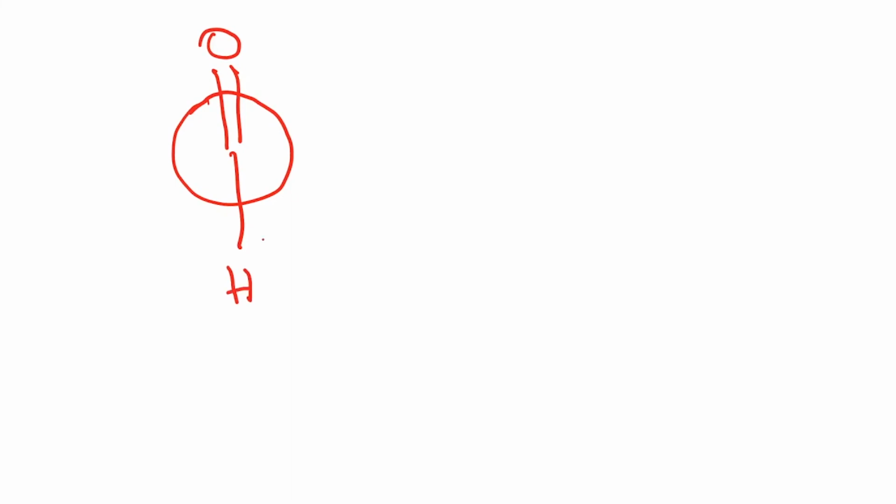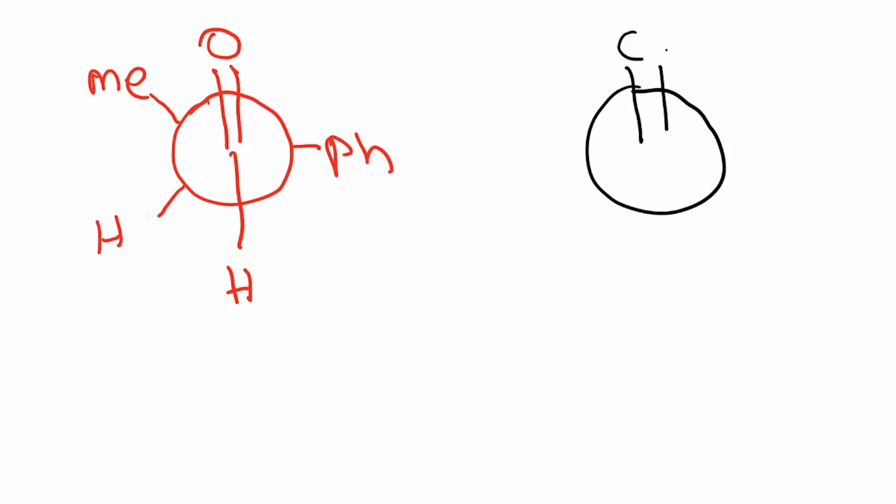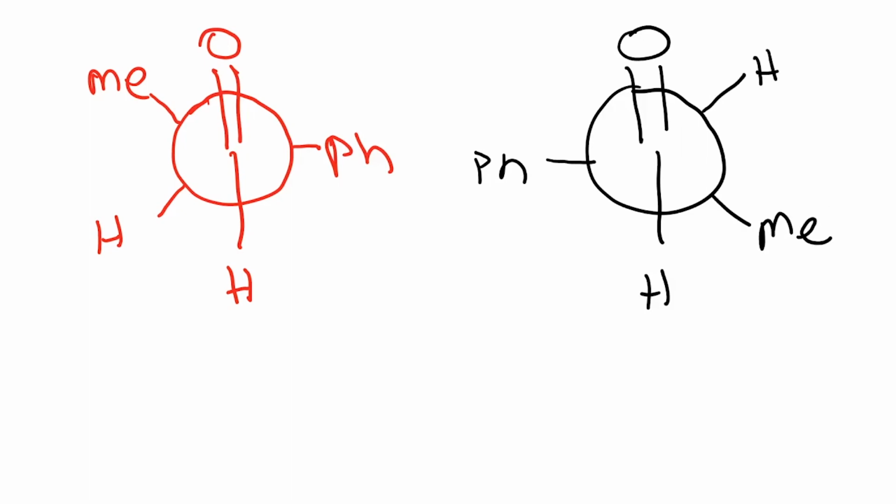Okay, so I'm just going to draw out these two conformations once again so that we understand this. So in the model that we are now constructing, we wish to consider the two conformations wherein the largest group is perpendicular to the carbonyl. Okay, so this is one of those conformations, and the other conformation is over here. Okay, so these are the two conformations that we are interested in.